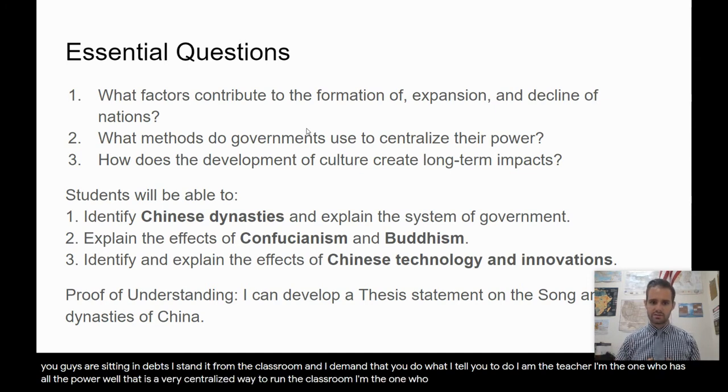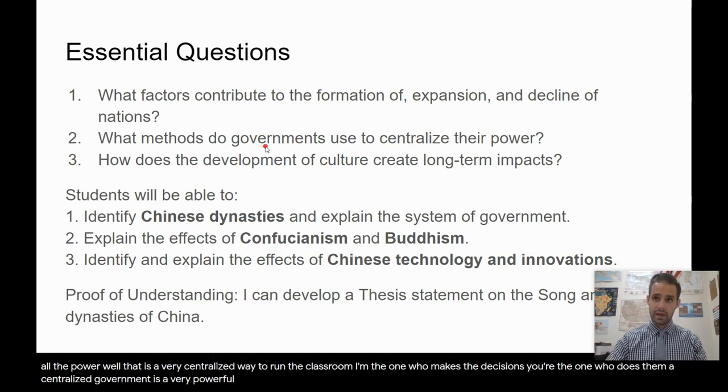I'm the one who makes the decisions. You're the one who does them. A centralized government is a very powerful government. They have a lot of power and a lot of centralization. We're going to see how governments centralize their power. What methods do they use?